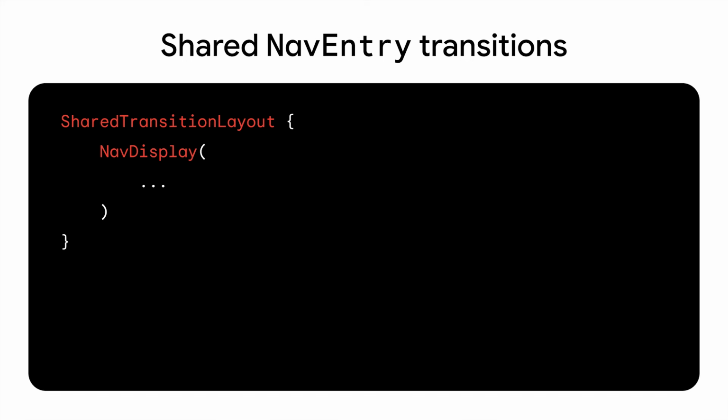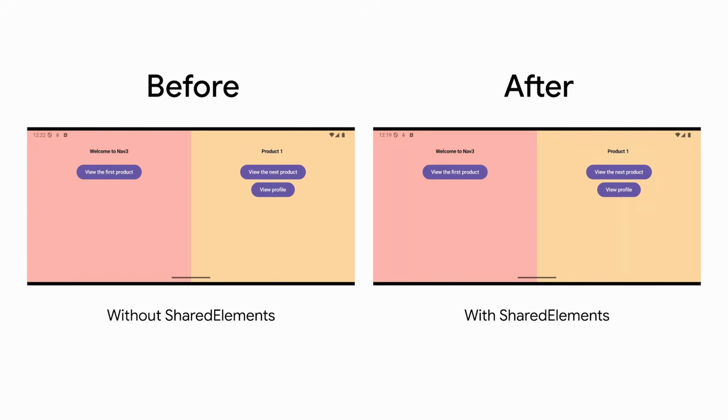First, wrap nav display within a shared transition layout. Then, pass the provided shared transition scope to nav display. And that's it. Now, when the screen transitions from one to another, any shared nav entries between them will be animated as a shared element, resulting in a smooth transition.